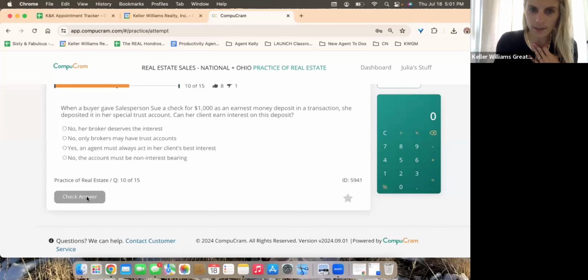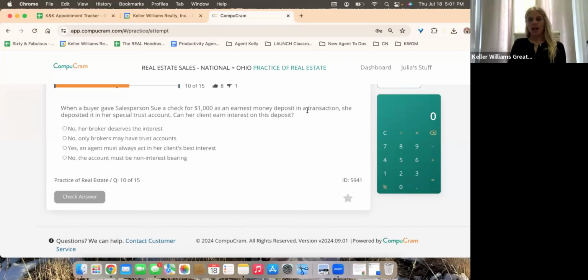Good job. When a buyer gave salesperson Sue a check for $1,000 as an earnest money deposit in a transaction, she deposited it into her special trust account. Can her client earn interest on this deposit? A, no, her broker deserves the interest. B, no, only brokers may have trust accounts. C, yes, an agent must always act in the client's best interests. Or D, no, the account must be non-interest bearing.